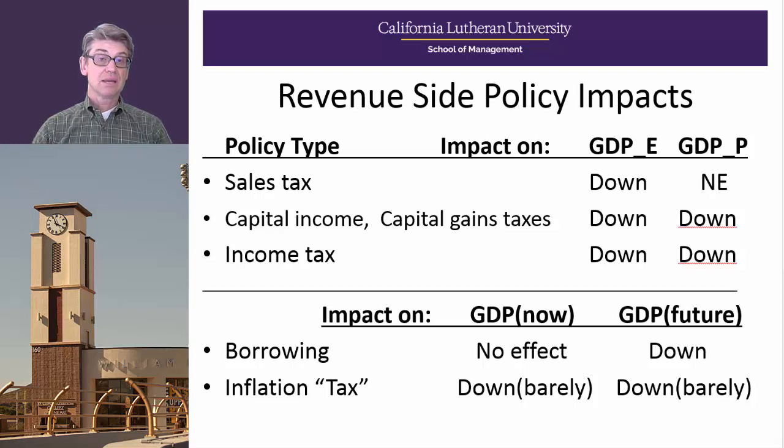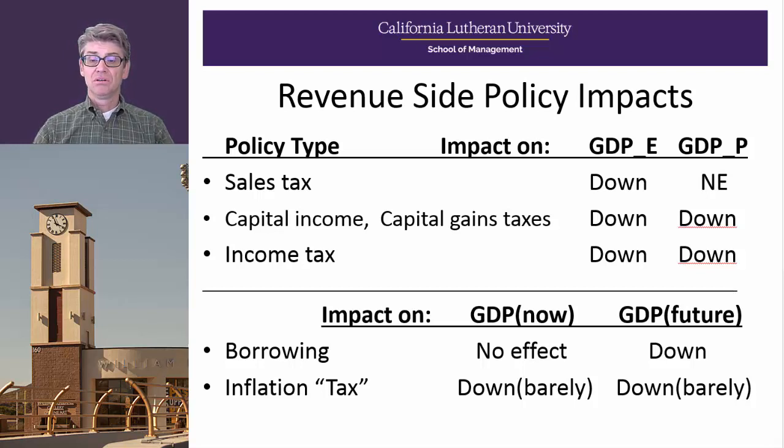Similar argument for capital income and capital gains taxes, because what that does is it pulls down capital stock. And capital stock is also a very important component to input to the productive capacity of the economy. And so that's an argument for potential GDP to go down if taxes on that type of activity rise. Okay, going to the second panel.